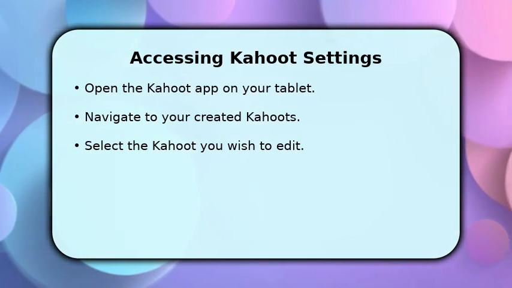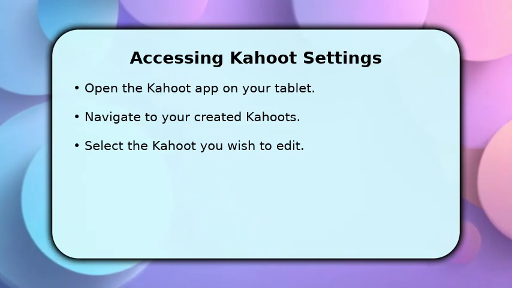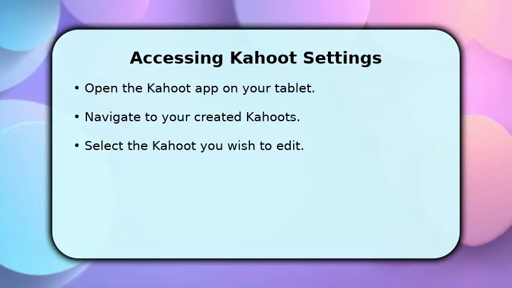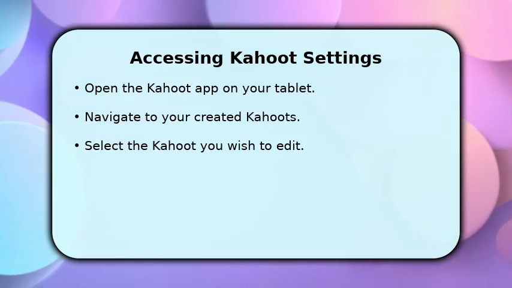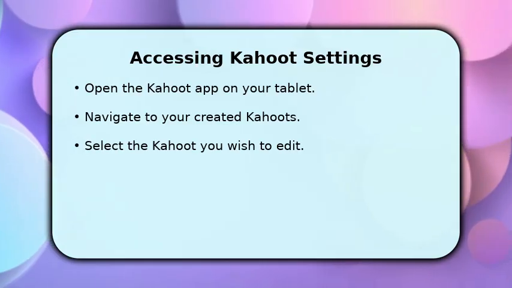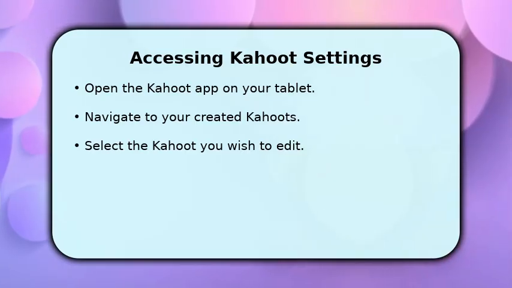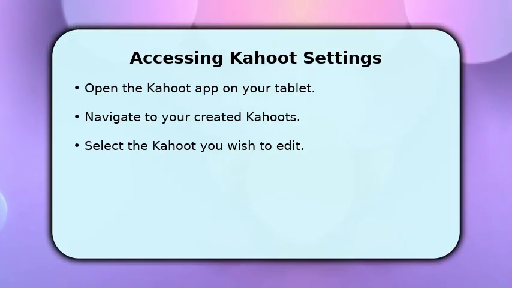To begin, launch the Kahoot app from your tablet's home screen. Once inside, look for the My Kahoot section, which displays all the games you have created. Browse through your list and tap on the specific Kahoot you want to make public. This action will open the game's details page, where you can access various editing options.